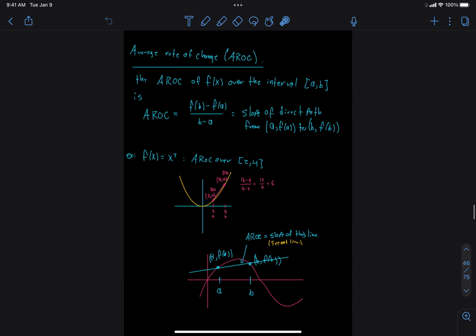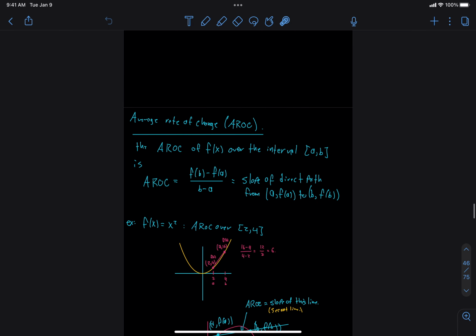Okay, average rate of change, that's another one I would put on your formula sheet. This one here.